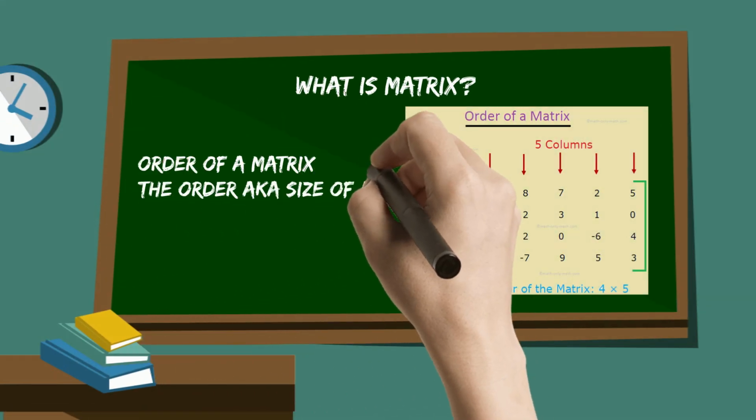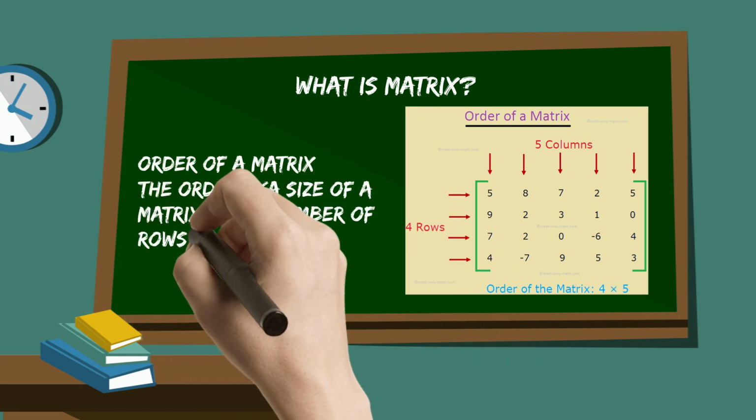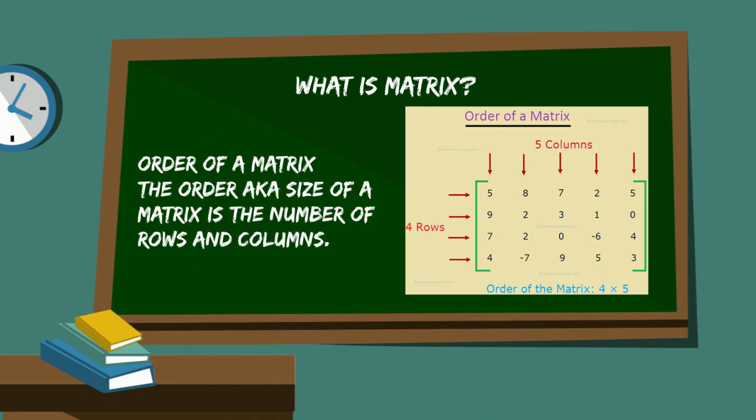Order of a matrix. The order, also known as the size of a matrix, is the number of rows and columns. As shown in the figure, that is an example of a matrix. The order of the matrix is 4 by 5, as it has 4 rows and 5 columns.